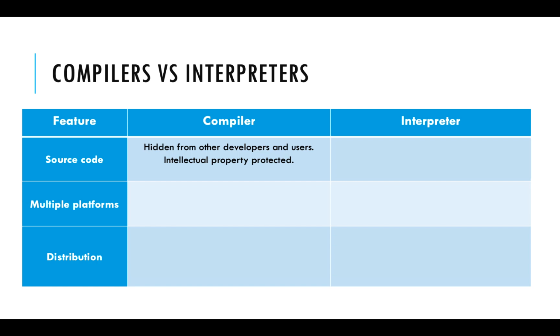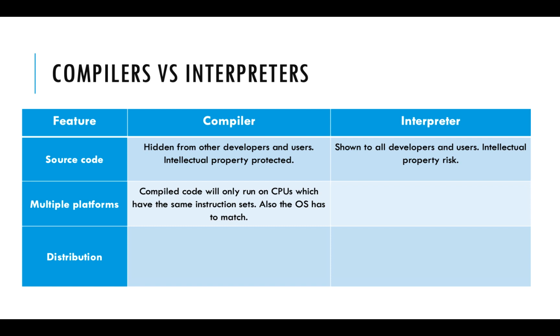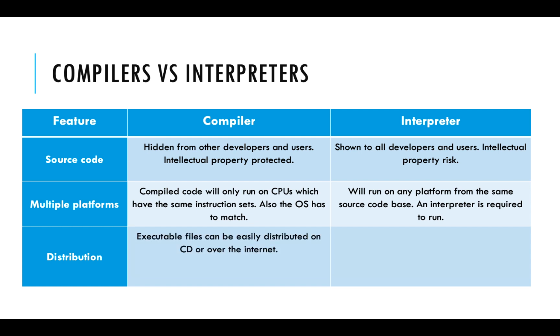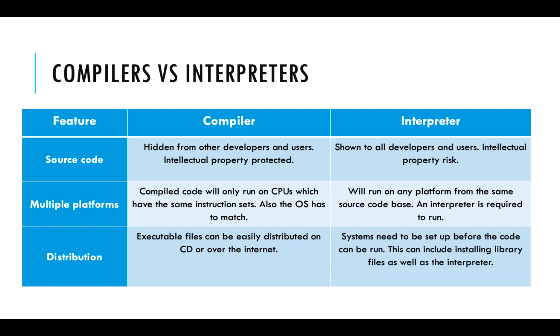Compilers, source code is hidden. Interpreters, it's visible for all to see. Multiple platforms: compilers are architecture-specific, while with interpreters, as long as the software is installed, you can run it anywhere you like. Distribution-wise, you can distribute over a memory stick, CD, or internet with a compiler, but with an interpreter, again, software needs to be installed. Library files all need to be installed, so it's a little bit more of a faff.